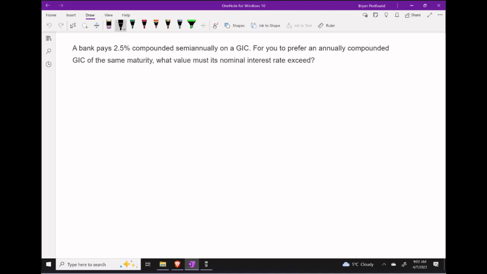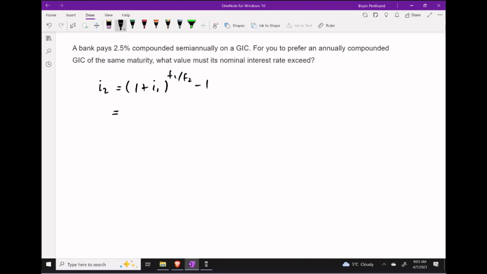Suppose a bank pays 2.5% compounded semi-annually on the GIC. For you to prefer an annually compounded GIC of the same maturity, what value must its nominal interest rate be? Let's try to find an equivalent rate using our formula for I2.